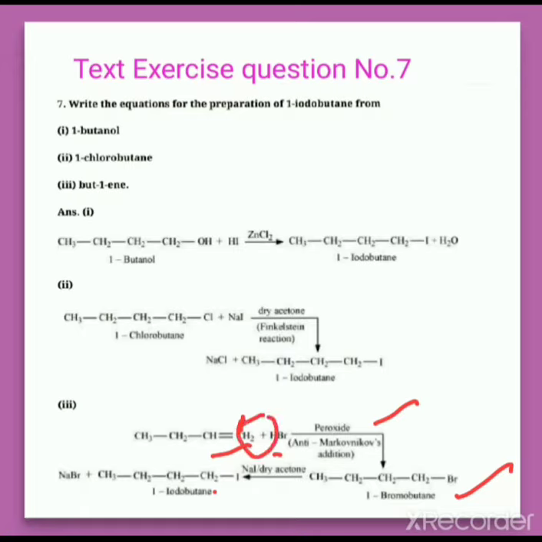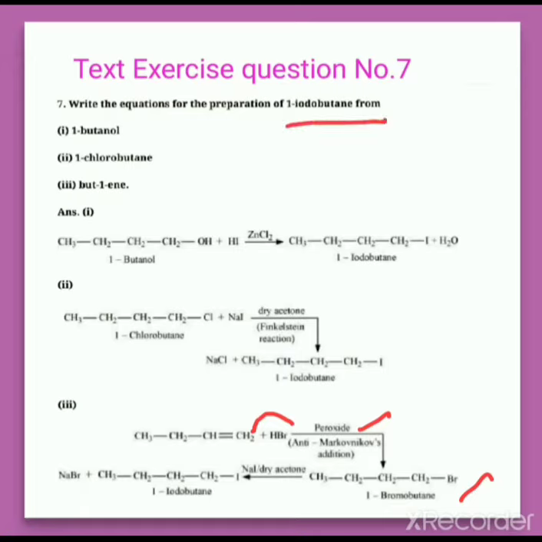In order to add a halogen on the terminal carbon, that is the double bonded terminal carbon, we must use the anti-Markovnikov rule. Then only we get the halogen at this carbon. And in order to use the anti-Markovnikov rule, peroxide is needed. So by using peroxide, the anti-Markovnikov rule is followed. So Br gets attached on this carbon atom. You can check, we got 1-bromobutane and we need 1-iodobutane.